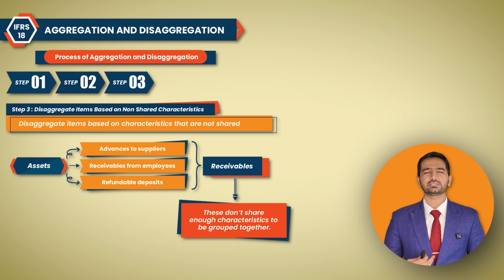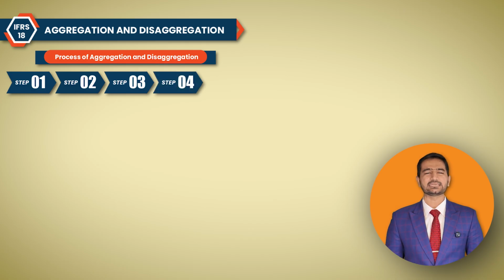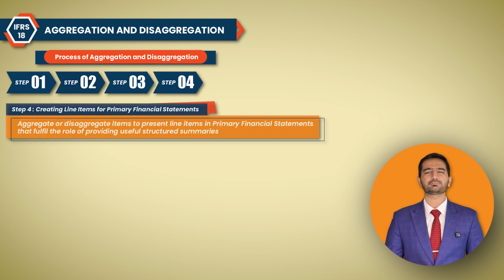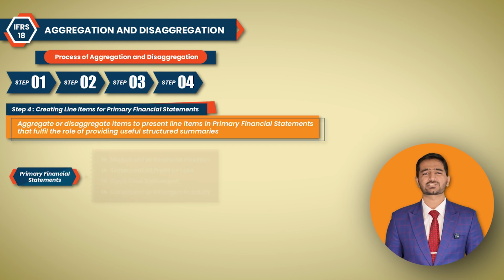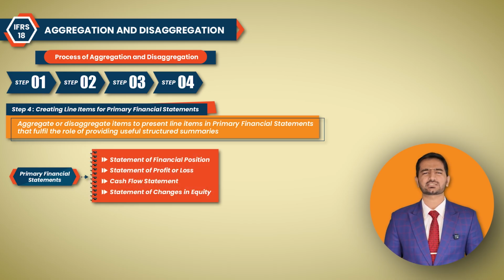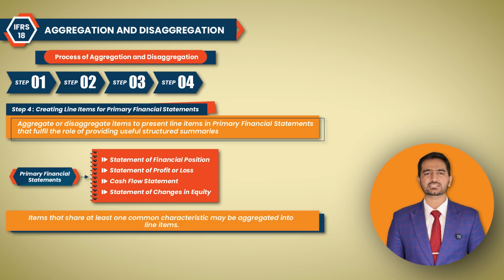Alright, now let's get to the action. Once you have aggregated and disaggregated the items properly, it's time to design your line items for the primary financial statements like the statement of financial position, statement of profit and loss, cash flow statement, etc. My friends, you must remember that the primary financial statements offer a well-structured and informative summary. As a rule, items that share at least one common characteristic may be aggregated into line items. Therefore, line items may include both material and immaterial items where it is appropriate and beneficial to do so.